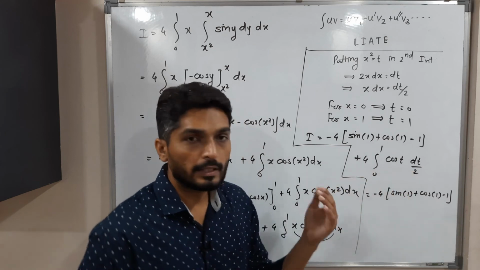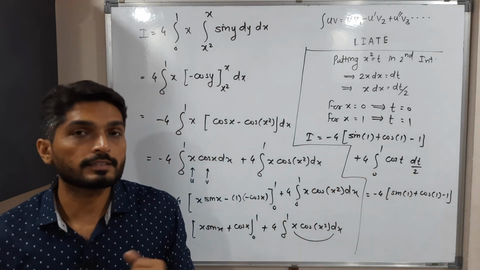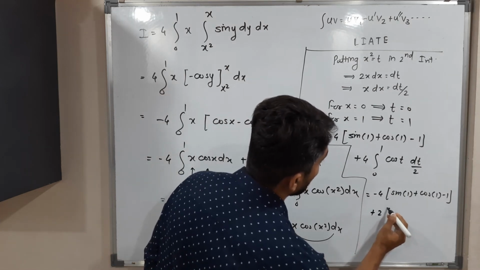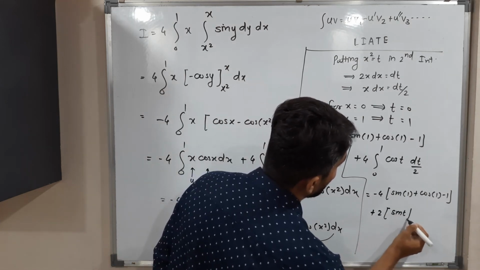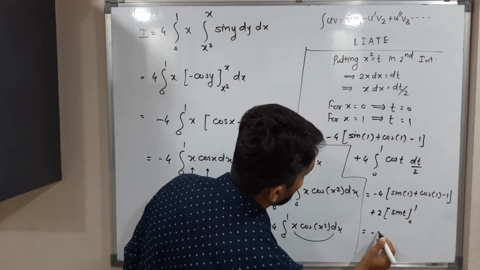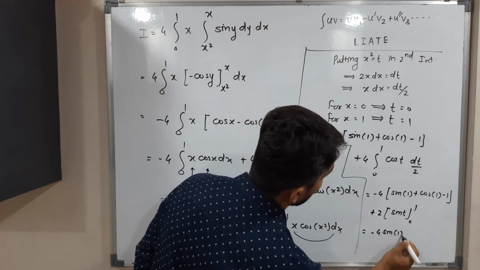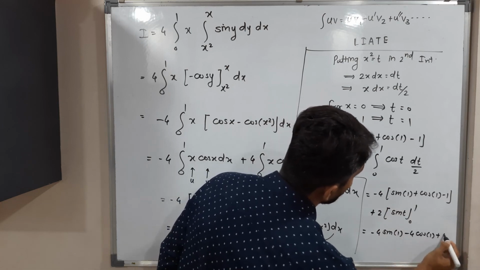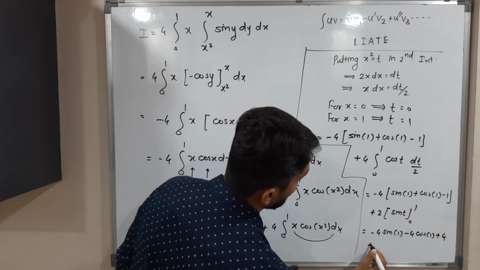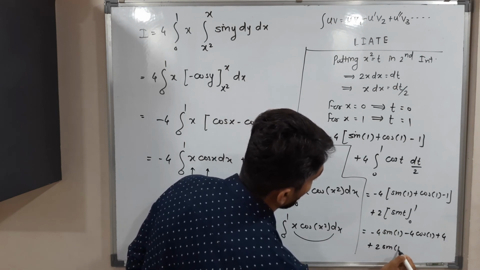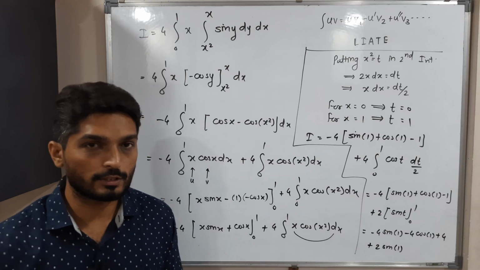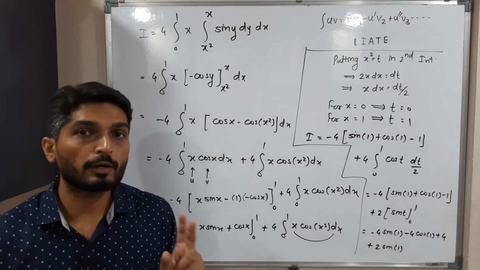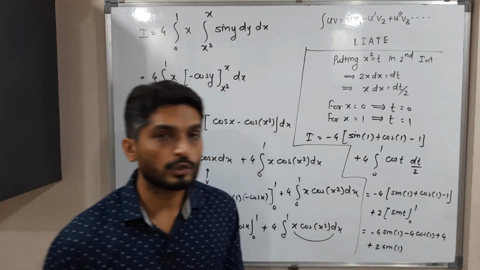See, that 1 by 2 will come outside since it is a constant. That 1 by 2 will get cancelled with this 4. So you will have simply 2. Integration of cos is sin t with limit 0 to 1. So minus 4 sin 1 we get. I'm simplifying it, minus 4 cos 1 and minus minus plus 4. And if you put 1 here, plus 2 sin 1. And if you put 0, you know that sin 0 is 0. So you can simplify it further, minus 4 sin 1 plus 2 sin 1. That means you will have minus 2 sin 1, minus 4 cos 1 and plus 4.